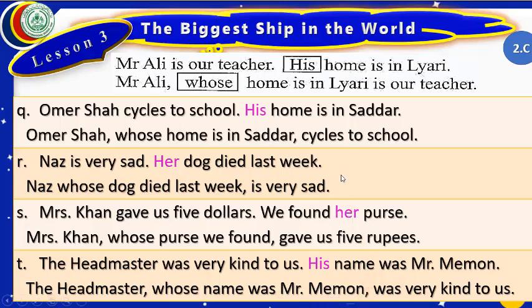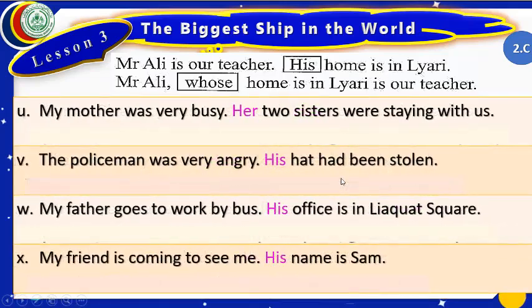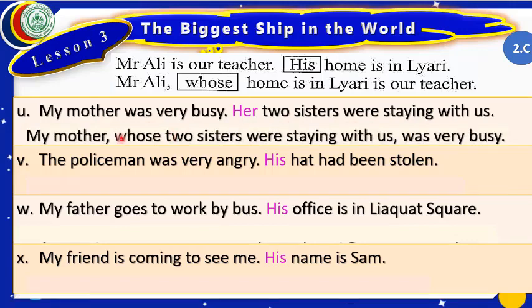Yes, students, we have done the first 4 parts of this exercise. Let us move to the next 4 parts of this exercise. Yes, students, what will be the answer of U part? First of all, we shall write the subject of the first sentence, then there will be whose. We shall complete the second sentence, and then there will be the predicate of the first sentence. My mother, whose 2 sisters were staying with us, was very busy.